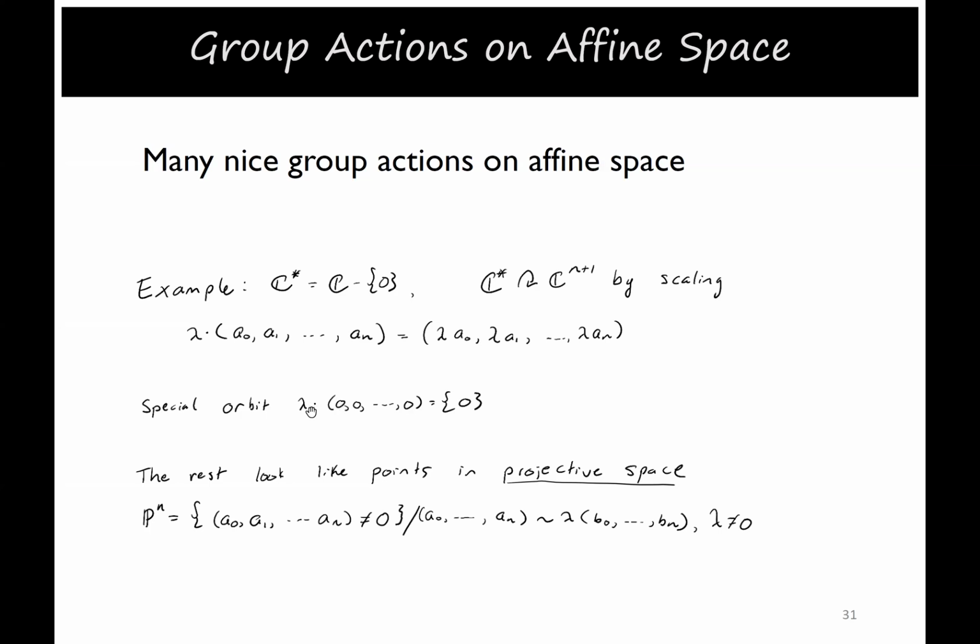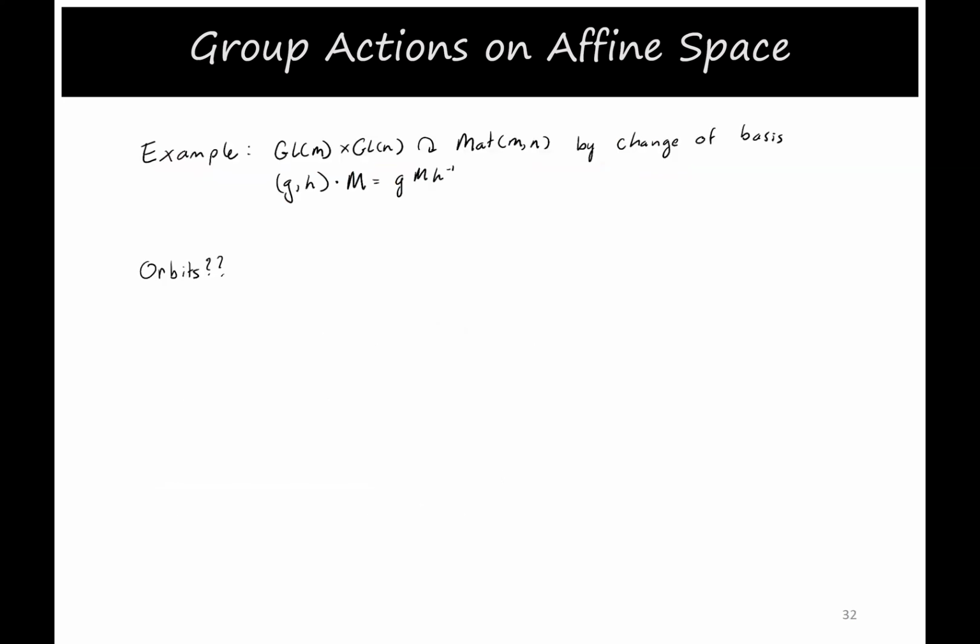And so for the scaling action, we want to look at its orbits. And we have one special orbit where if we start with the 0 vector, we're just going to always get 0 if we try to rescale it. But then the rest of the orbits, when we look at this equivalence relation of the things we can get to from one another by scaling, these just look like points in projective space. So here's a nice warm-up group action that is something that's familiar.